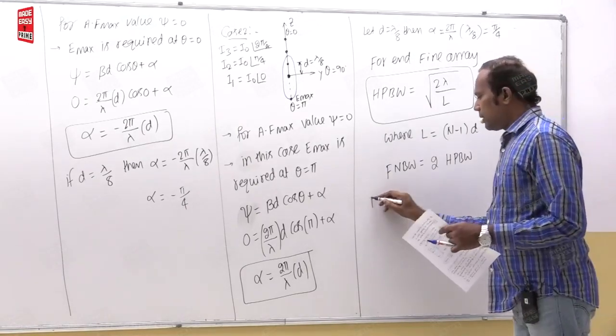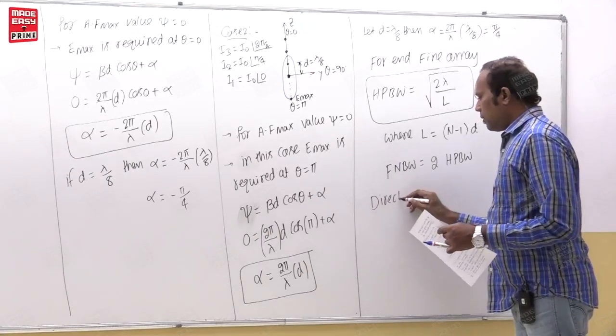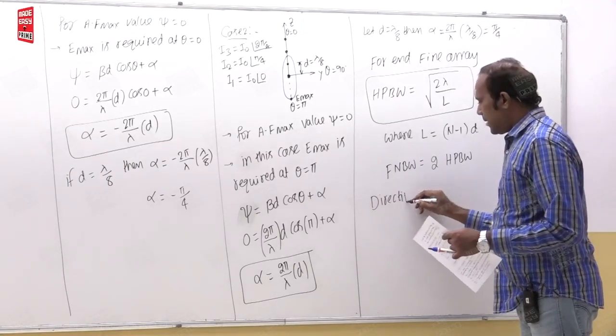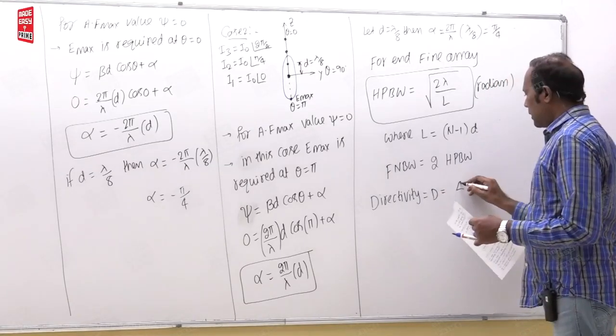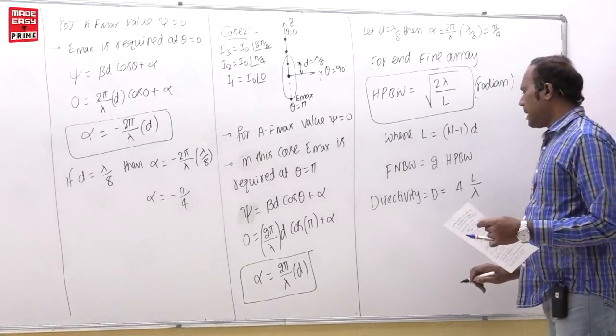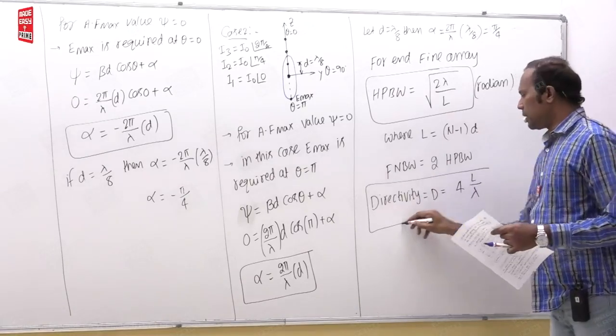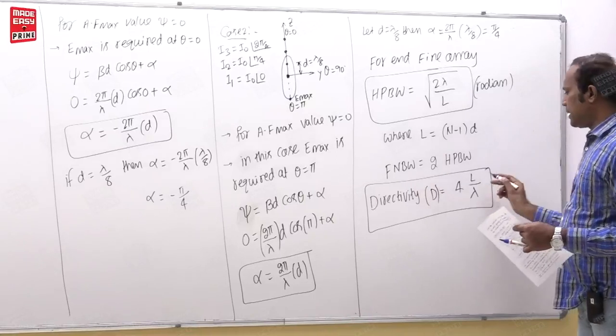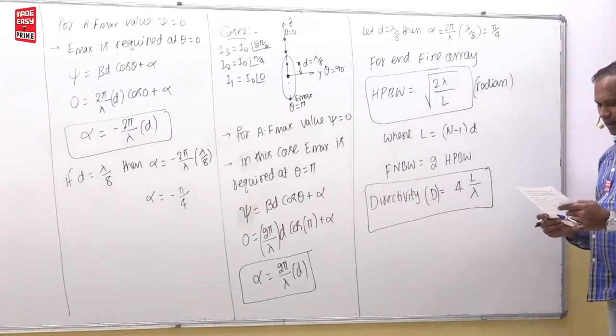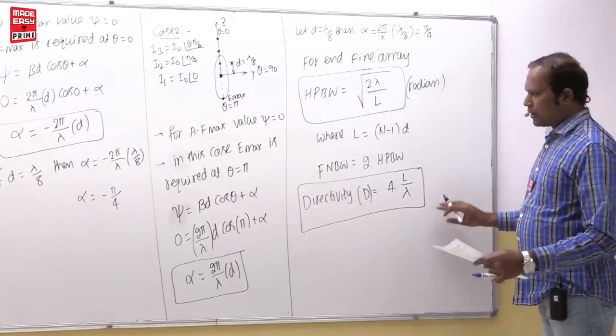Now directivity. Directivity D is equal to 4 times L by lambda. You have to remember this one, directivity D, or otherwise you can put this in brackets: directivity D is equal to 4L by lambda. So you have to remember this one, dear students.